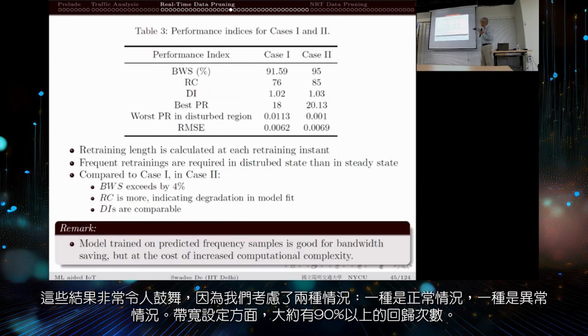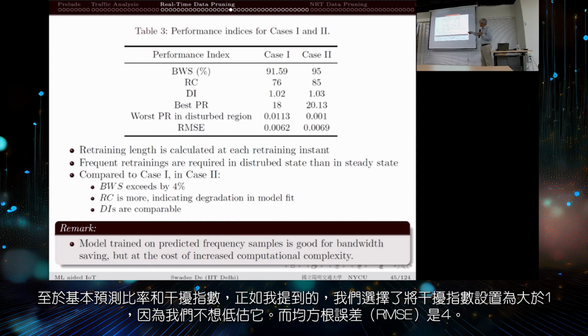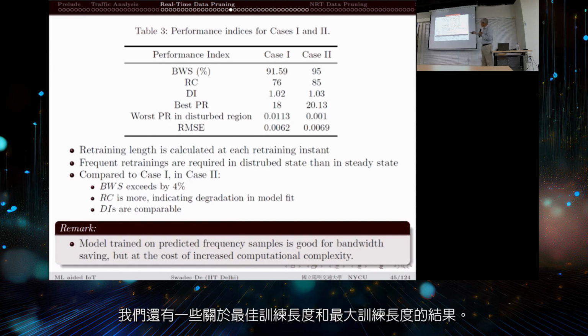So these results are very encouraging in the sense that there are two cases we considered, the perturbed case and the unperturbed case. Bandwidth saving is above 90%. Retraining count, this is for a given error tolerance. I think we considered 0.1 also. I will come back to that later. And base prediction ratio, disturbance index. As I mentioned, we chose the disturbance index to be more than 1 because we don't want to under predict. And RMSE is 4.